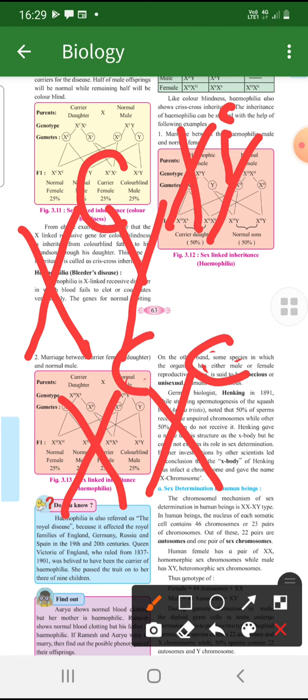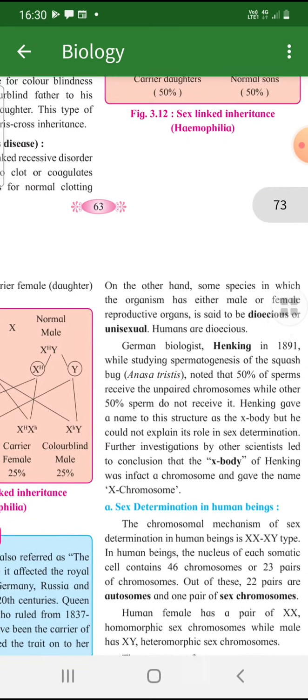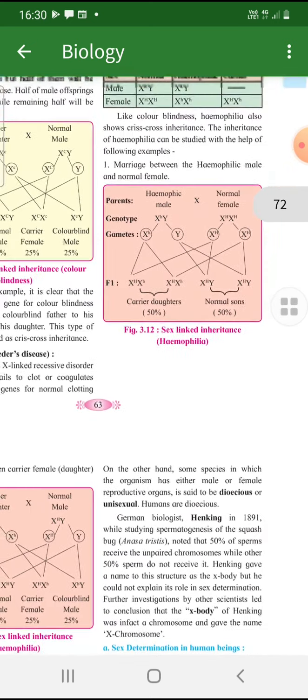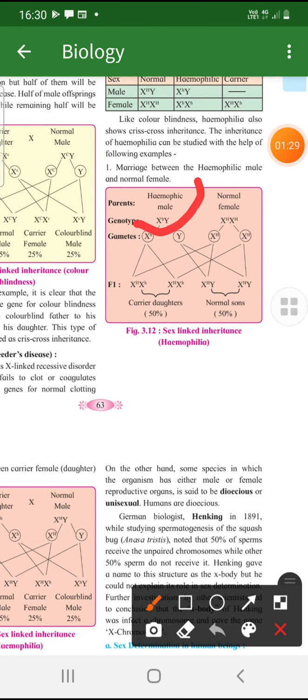And if I'm saying a carrier, what will be seen? One is capital C and another is small c. So in the same way you can do the second crisscross inheritance, that is the transmission of characteristics from grandparent to grandson. So this is a hemophilic condition. Hemophilic condition is the condition when the person's blood doesn't clot, so it's a bleeder's disease.